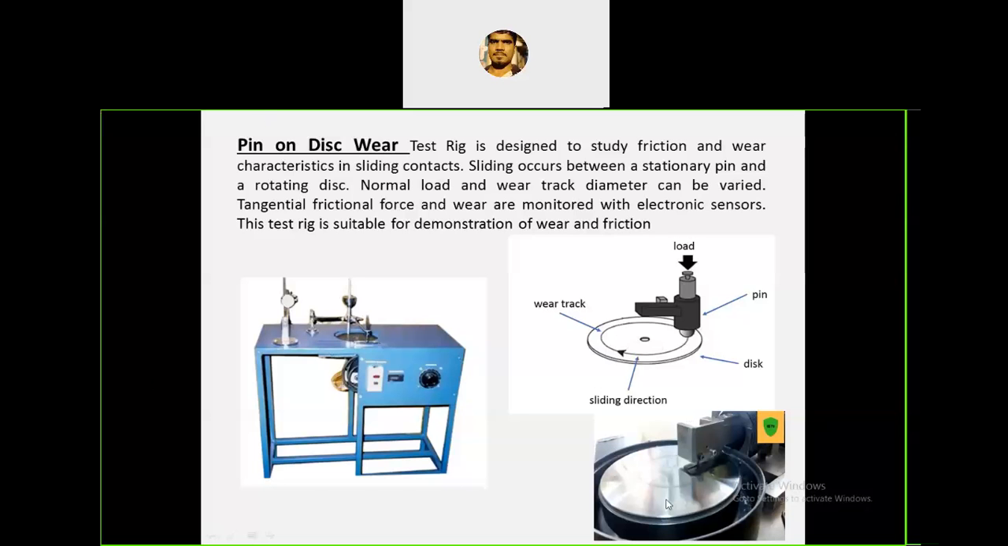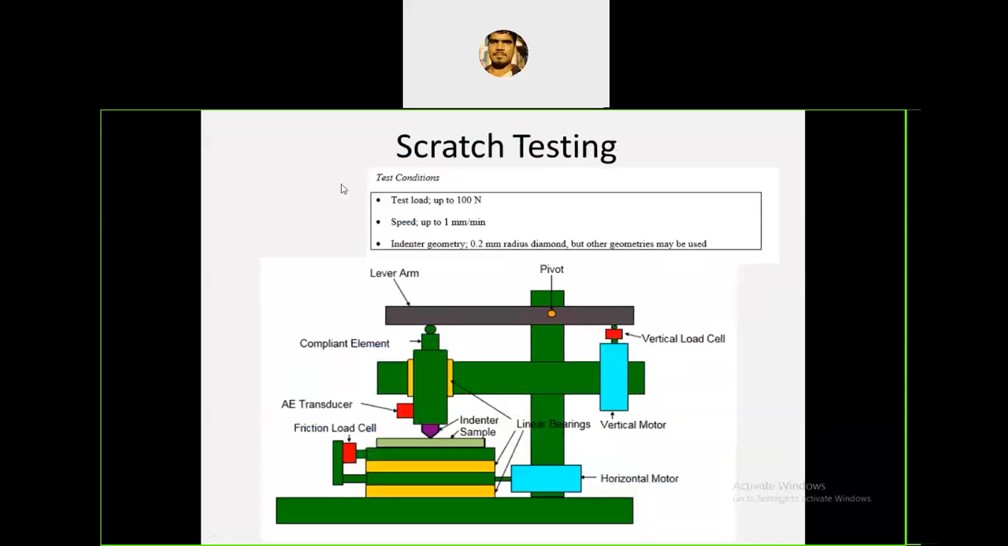See here, this is the disc and this is the specimen. This is a pin. It holds that and it is continuously rotating, and because of this, it forms a circular track because it is rotating. Clear? Okay. The next type of machine is the scratch testing machine.